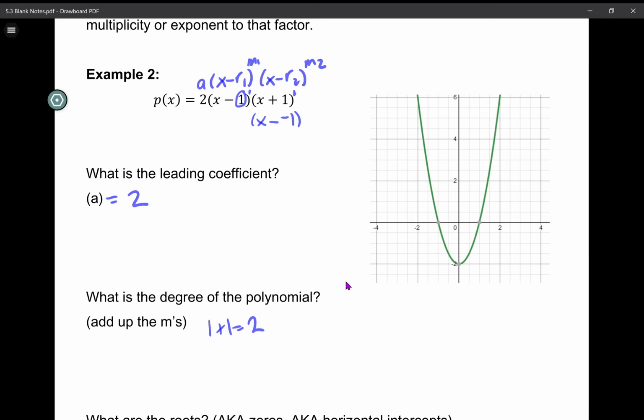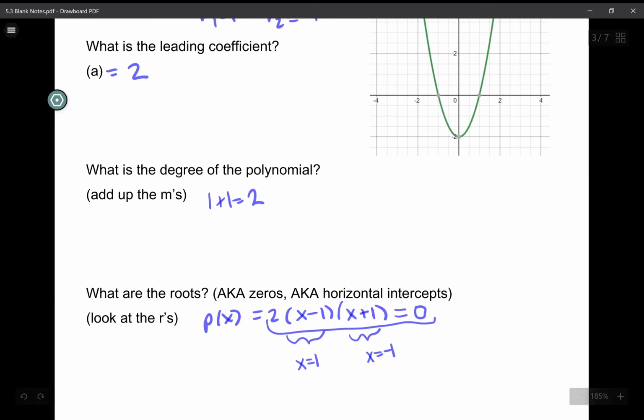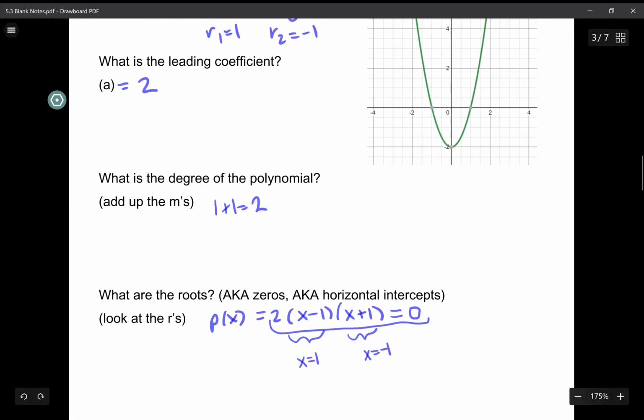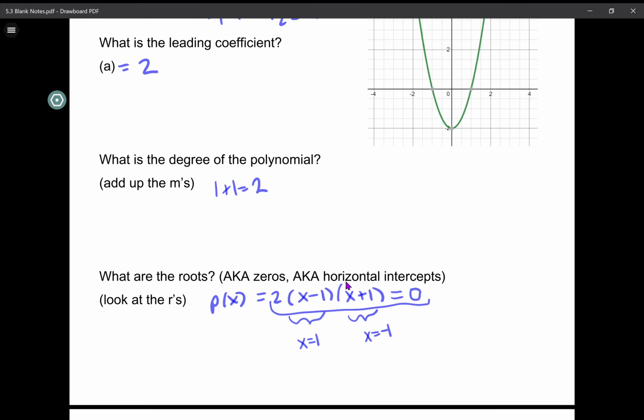Yes. Okay, x minus 1, so this r2 value is negative 1. So r1 in this case is 1, r2 is negative 1, and that's exactly what we got when we solved this equation using the zero product property that we learned when we studied quadratics. So what are my roots? x equal to 1 and x equal to negative 1, and that's verified also by looking at our graph and realizing it crosses the x-axis at x equals negative 1 and x equals positive 1.